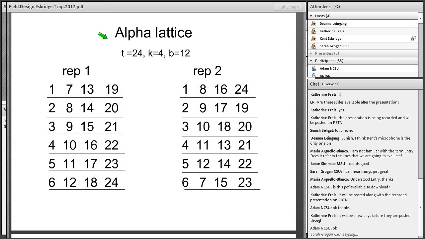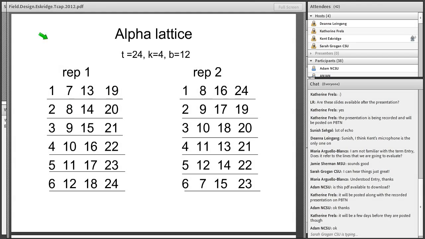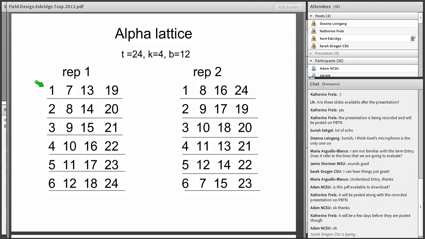An example of 24 treatments, block size of 4. Here's the first block. I have entries 1, 7, 13, and 19 in replicate 1 and so on. And so we can generate incomplete block designs with alpha designs or alpha lattices. These are nice, but the major problem with them is they're not balanced. Well, that's life. You probably don't have enough money to get balance anyway.